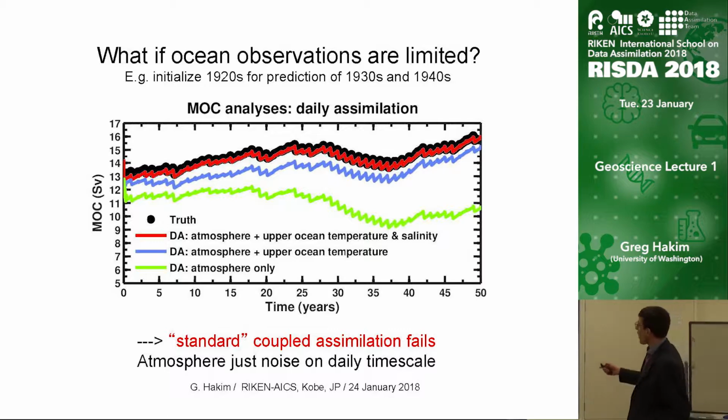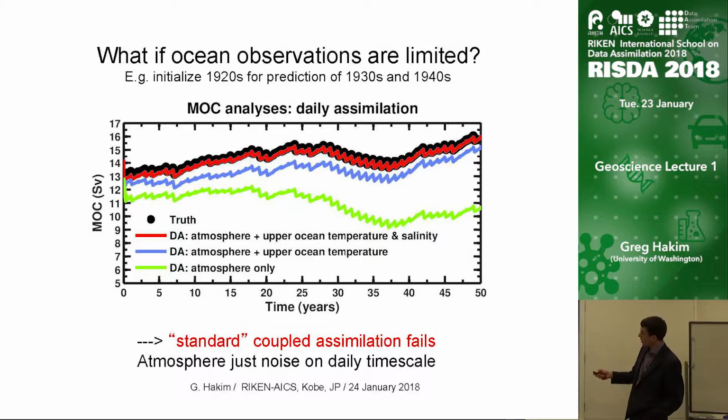So we'll go straight to the problem of limited ocean observations. Let's say we'd like to initialize the ocean in the 1920s and predict the 1930s and 1940s. Again, something we've observed, to test our decadal prediction system outside of the realm that we know about with robust measurements, which is really only the last 10 years.